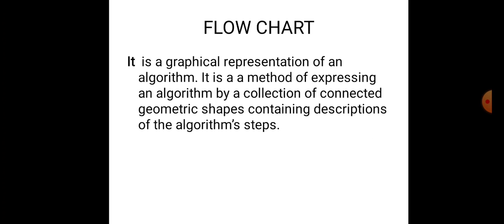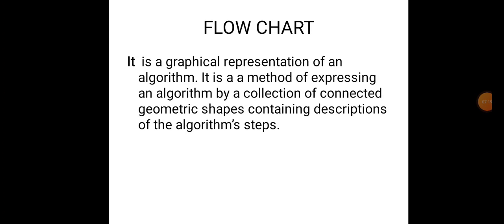Next, the last method in this video is the flowchart. In earlier days, the dominant method of specifying algorithms was the flowchart. Representative techniques proved to be inconvenient. The flowchart is a graphical representation of an algorithm. It's a method of expressing an algorithm by a collection of connected geometric shapes containing descriptions of the algorithm's steps, like start, then value of a, then value of b, then we put c equal to a plus b. So finally we have to prove this algorithm's correctness.